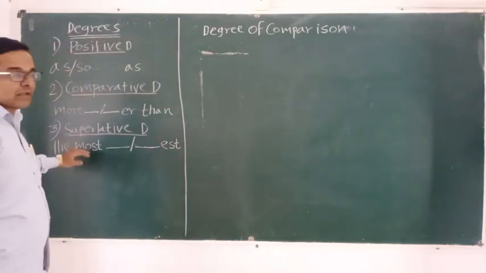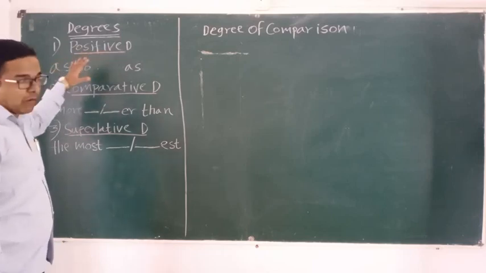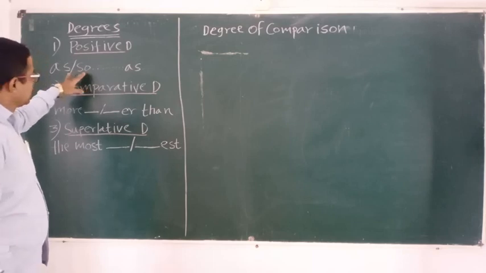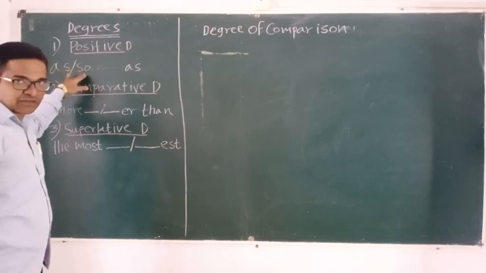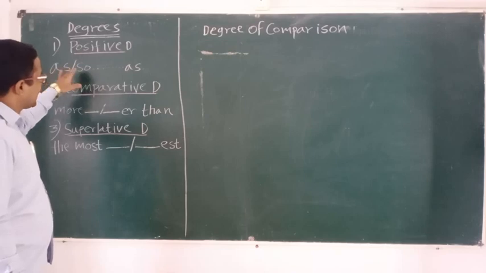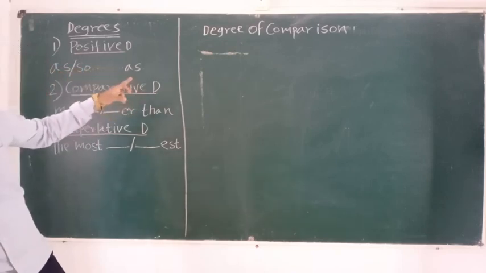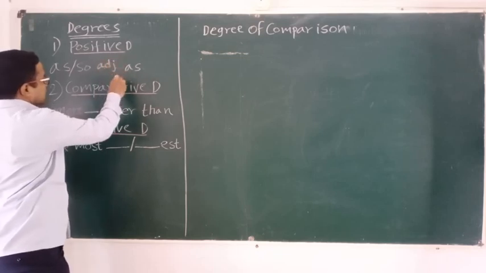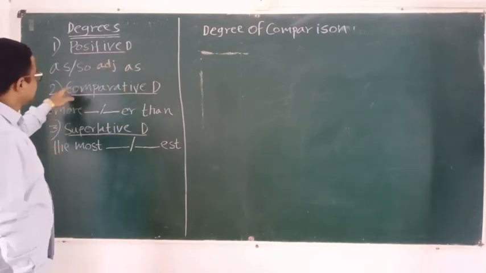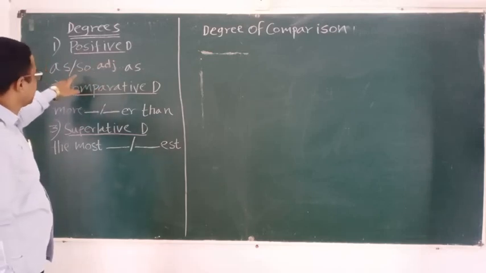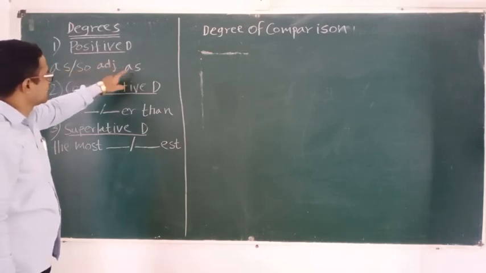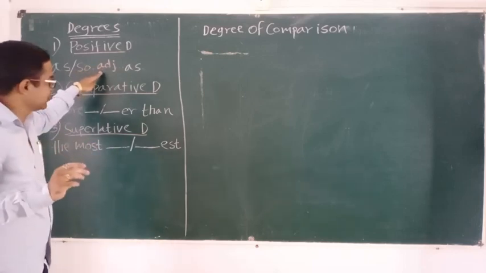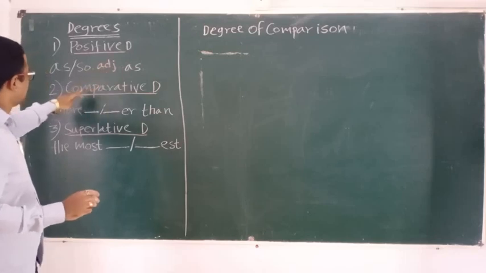Here, the structure of positive degree is as, or so. Only sometimes so is used; most of the times it is as. This is the structure of positive degree: as, adjective, as. Here we have to use the first form of the adjective in positive degree.